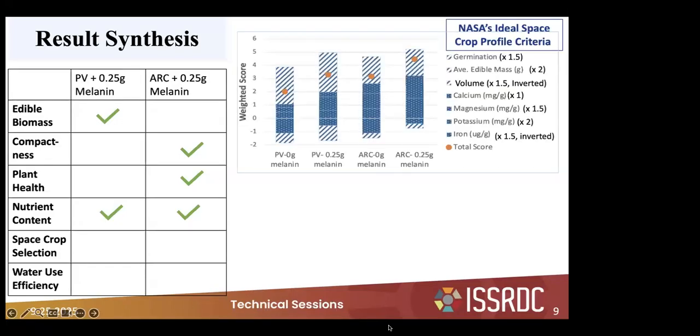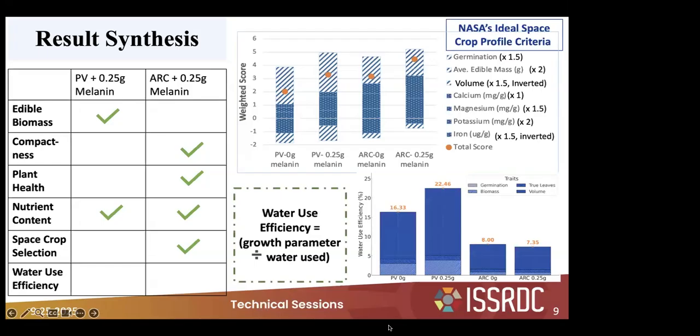To further align with NASA's crop selection priority, plant growth parameters and nutrient compositions were scored using a normalized weight score system. For volume and iron content, the normalized values were calculated as inverted. Plant diets were deficient in potassium, so it is weighted double as edible biomass. The results show that ARC substrate treated with melanin ranked number 1 and PV with melanin ranked number 2. Moreover, the stat graph shows that melanin clearly boosted water use efficiency in PV, where plants converted water into biomass and volume more effectively.